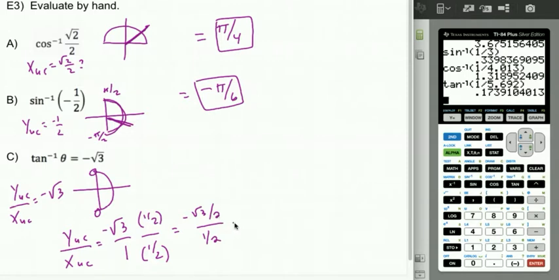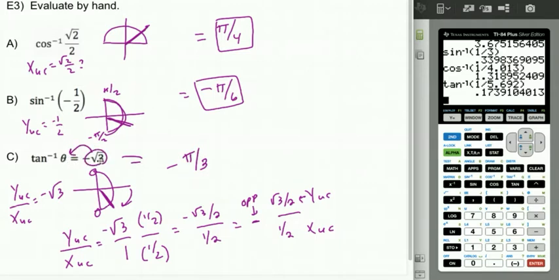So what I'm looking for is a quadrant where the signs are opposite, because I can't actually know whether the negative is on the positive, negative on the bottom or the top, right? And the y on the unit circle is root 3 over 2, and the x on the unit circle is 1/2. Well, that's this guy right here, which remember is going to be a negative pi over 3, right?